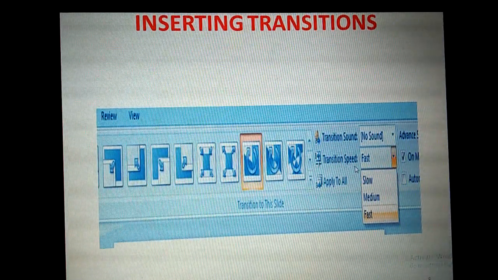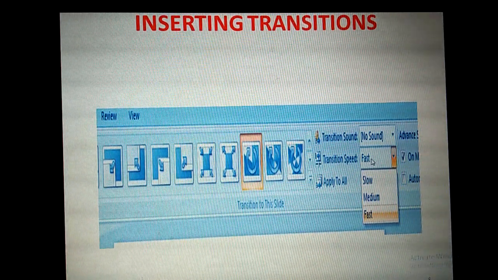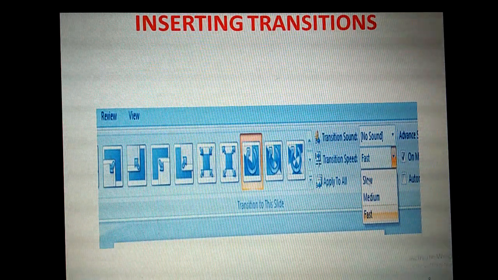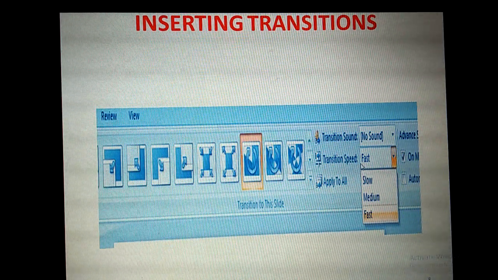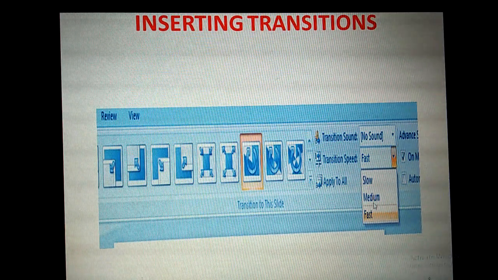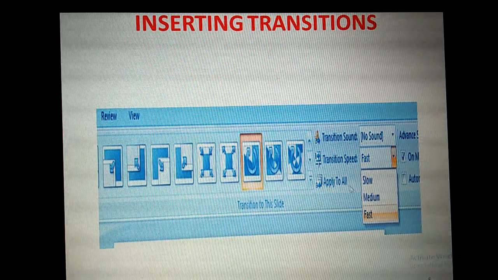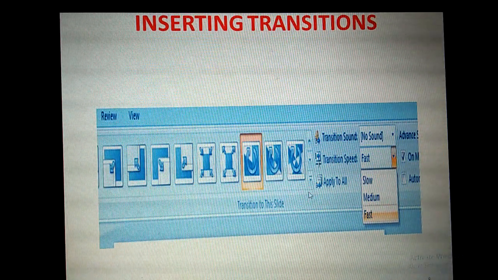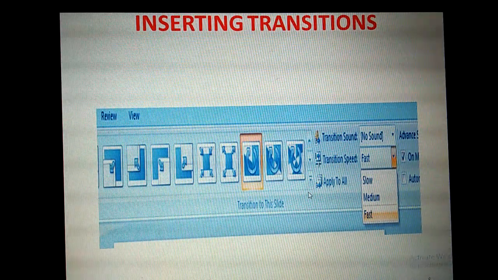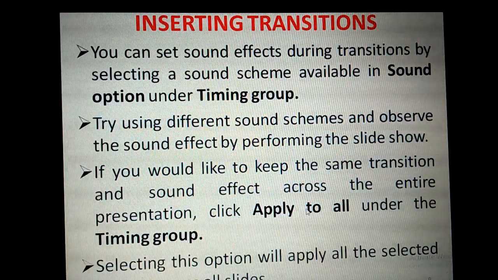In Microsoft PowerPoint 2007 software, we have options like this, that is fast, slow, medium only. As a transition speed, that is slide transition speed, you can set any one of the three, and observe the changes. How the slide is changed from one to another, how long it is taking for changing, you can observe after setting this.